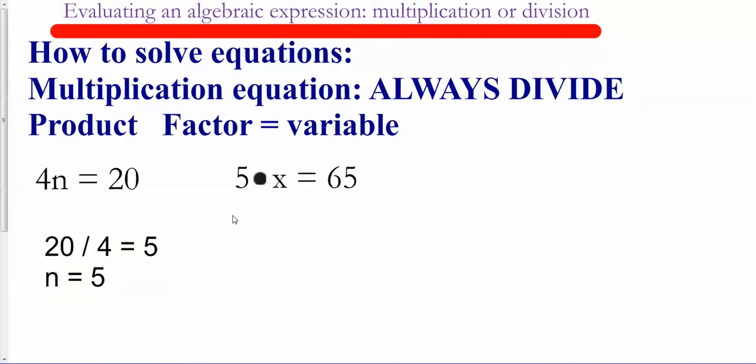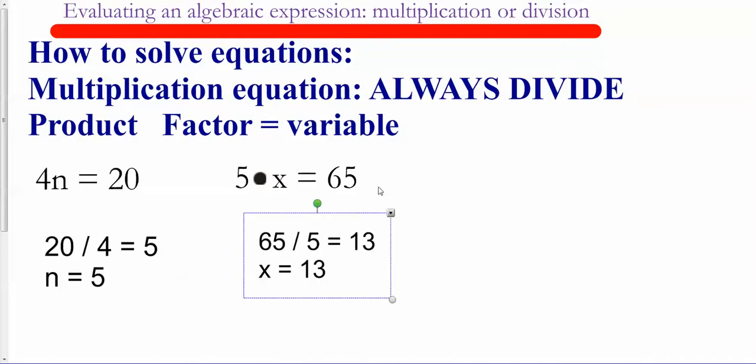So once you give the video a pause, I want you to try this one all by yourself. Pause it. So here's what I came up with. 65 divided by 5 equals 13. X equals 13. Gosh, Mr. Scrooge, how'd you do that in your head? Well, I know that 5 times 12 is 60, so I just added one more group. That's how I did it in my head.